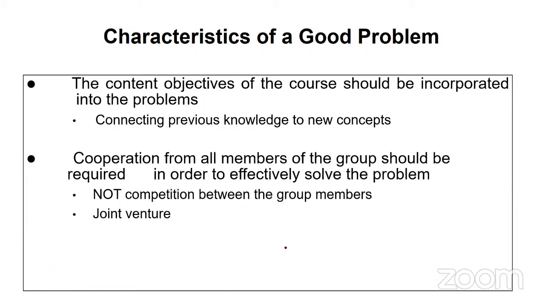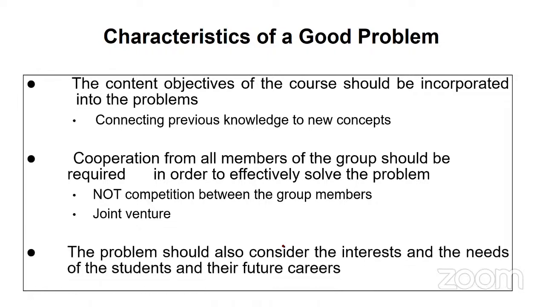Cooperation from all members of the group should be required in order to effectively solve the problem, obviously. So it's a joint venture. The teacher must ensure there will be no competition between the group members in a PBL session. The problem should also consider the interest and the needs of the students and their future careers. So obviously, otherwise, why will they learn?